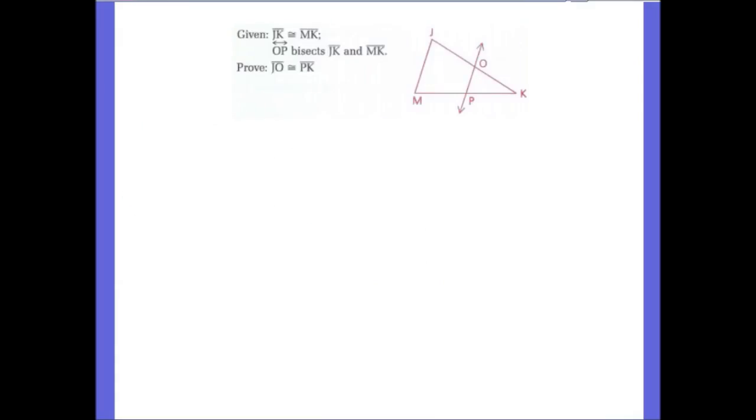Alright, so here's what we have. We have our very first proof here. We are given that JK is congruent to KM. Let's put our tick marks there. JK, the big segment, is congruent to MK, the other big segment. We also know that OP bisects JK and MK. We're trying to prove that those little pieces, JO, is congruent to PK. Now, let's start off with our statement and reason columns.